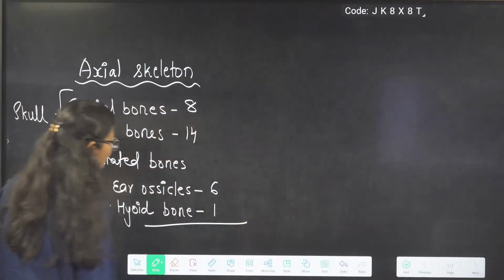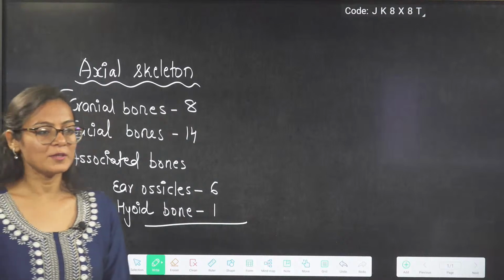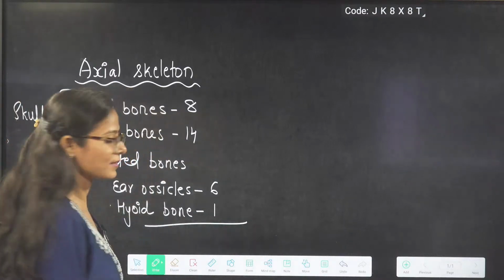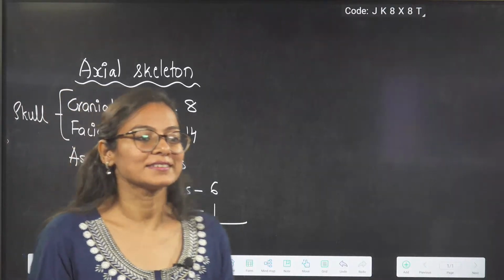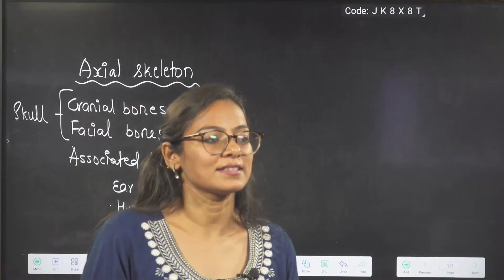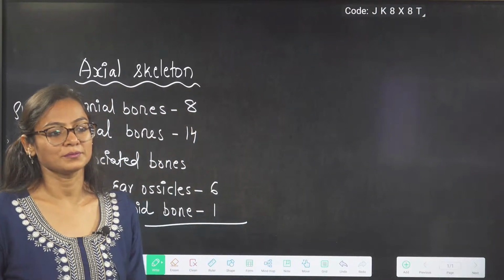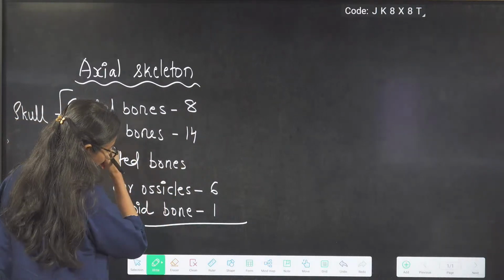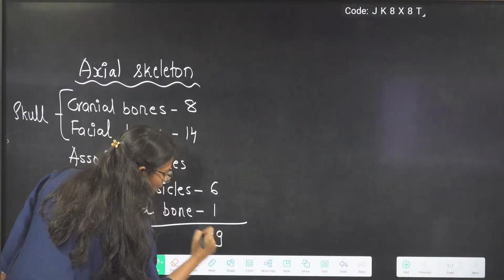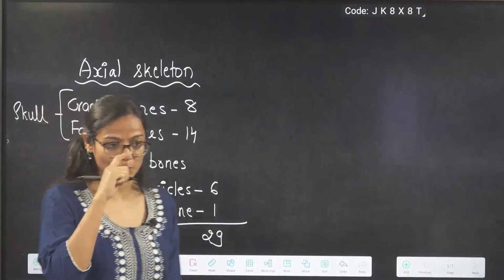So can you tell me now the total for this? 14 plus 8 plus 6 plus 1. Yes, how much? Now do the calculation correct. Yes, correct. So here it is total 29 bones.